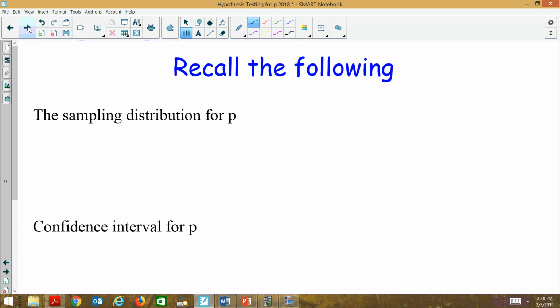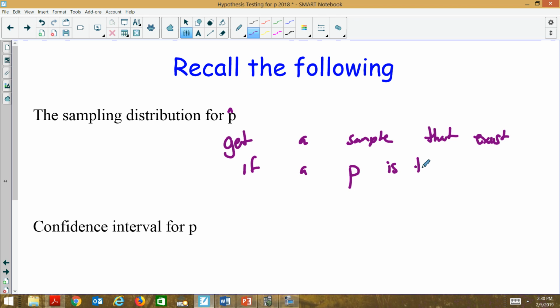So recall the following two things. First, the sampling distribution for P hat. The sampling distribution for P hat talks about the likelihood that you get a sample that exists if a population parameter P is true. So we need to figure out the probability in which that occurs. To figure out the probability, we need to find the z-score. So we compare the sample proportion to this population proportion that we know or assume in this case, and then we divide it by the standard deviation.